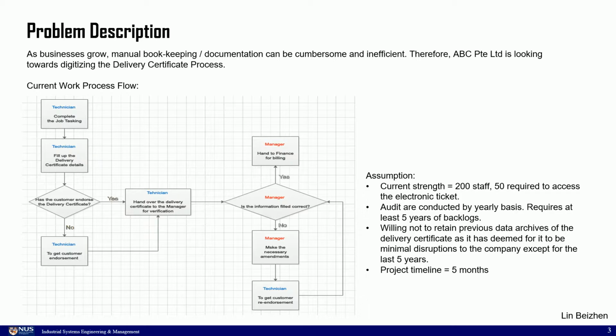The current assumption for ABC Private Limited is that there is a total of 200 staff, with 50 requiring access to the e-ticket. Audits for the company are conducted on a yearly basis and require at least 5 years of records. ABC Private Limited is also willing to not retain previous data archives of delivery certificates as it has minimal disruption to the company, except for the last 5 years. The project timeline is forecasted to be completed in 5 months.